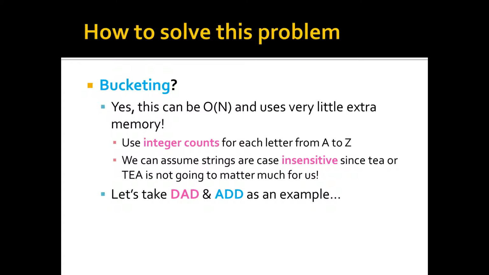So let's assume that our strings are case insensitive, so that T and t, capital letter, small letter, doesn't matter to us. We're trying to see if the words actually are anagrams. Keeping this solution in mind, let's see that through an example before we jump into the code. So let's take dad and add as an example.